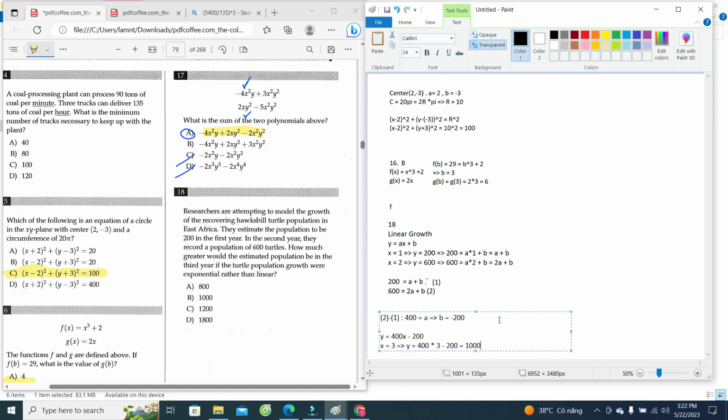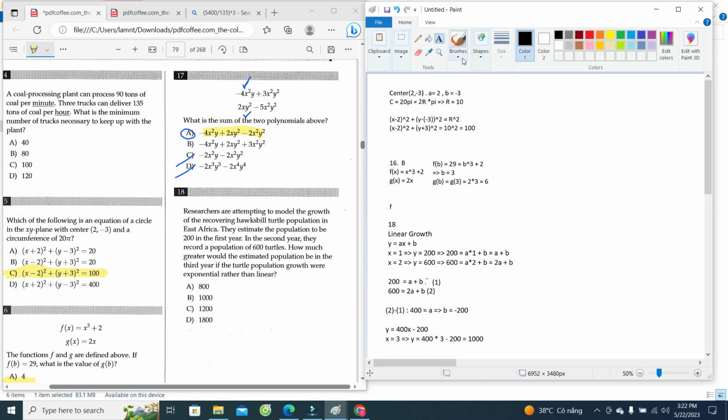So that's the linear growth. For the third year, the linear growth is gonna give us 1000. So first of all, remember that point: for the linear growth, for the third year, we have 1000. All right. And now let's try exponential growth.